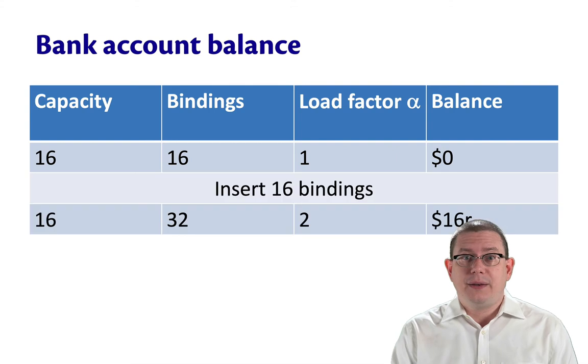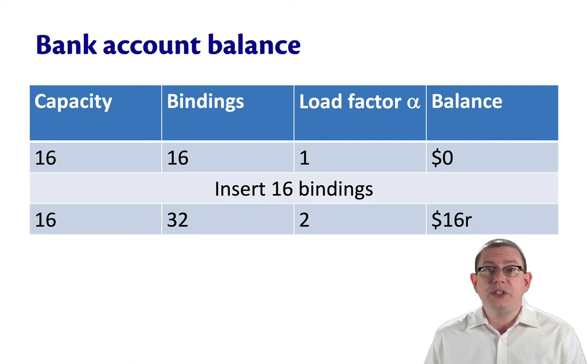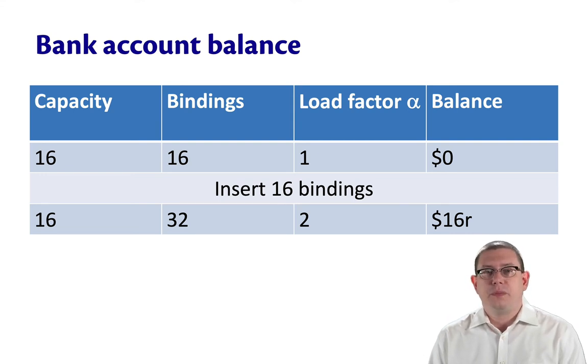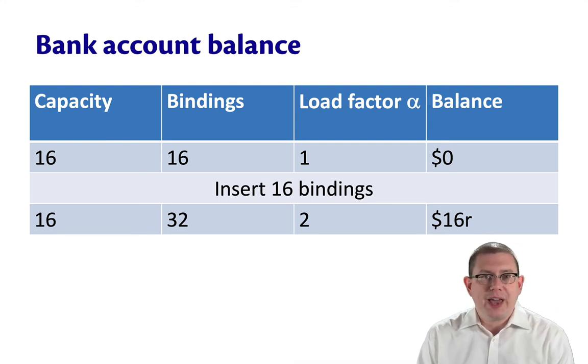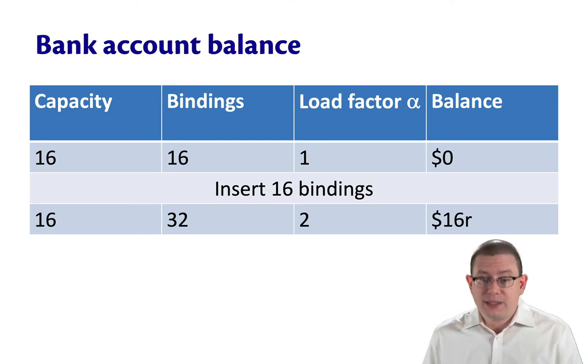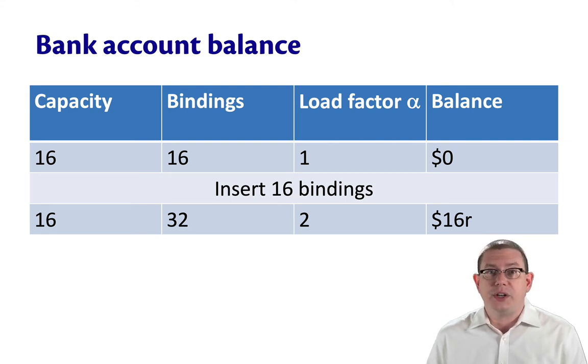Now we go ahead. Suppose we were to insert 16 new bindings. Well, now the number of bindings has gone up to 32. And that means the load factor has just reached 2. That's the point at which we're supposed to do a resize. Well, how much money do we have saved up in our piggy bank? We were saving r dollars per insert. So we've currently got 16 times r dollars in our bank account.